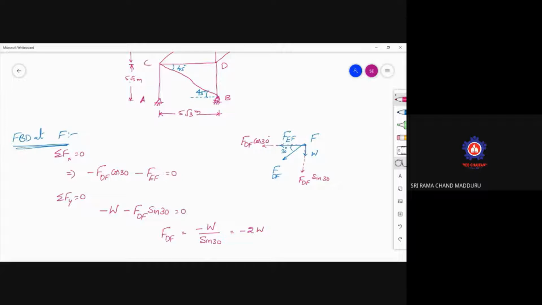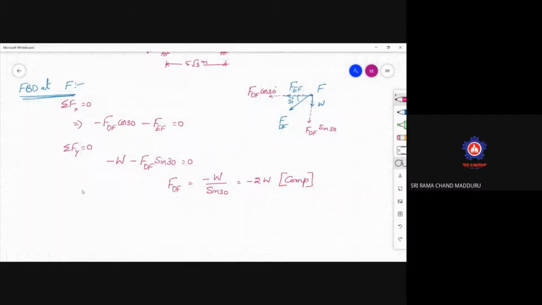Make a simplification. Keep W like that only. Why? Because the forces are to be calculated in terms of W. So force in DF is nothing but 2W but is minus, which is compression. Now, substitute this minus 2W in the above equation. Minus 2W of minus cos 30 minus F EF equal to 0.